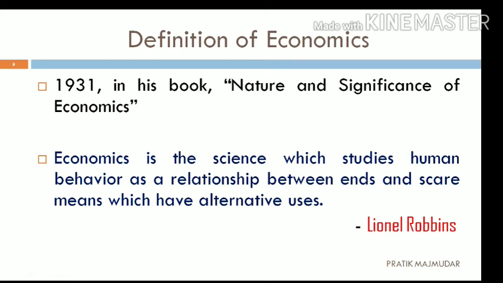When there is scarcity in nature, scarcity means there are fewer products in the market and we have to generate from that. That is called scarcity. So, what alternatives we are using, that is considered as economy. This is the third definition, which was given by Leonard Robbins in the year 1931 in his book Nature and Significance of Economics. You have to remember this.